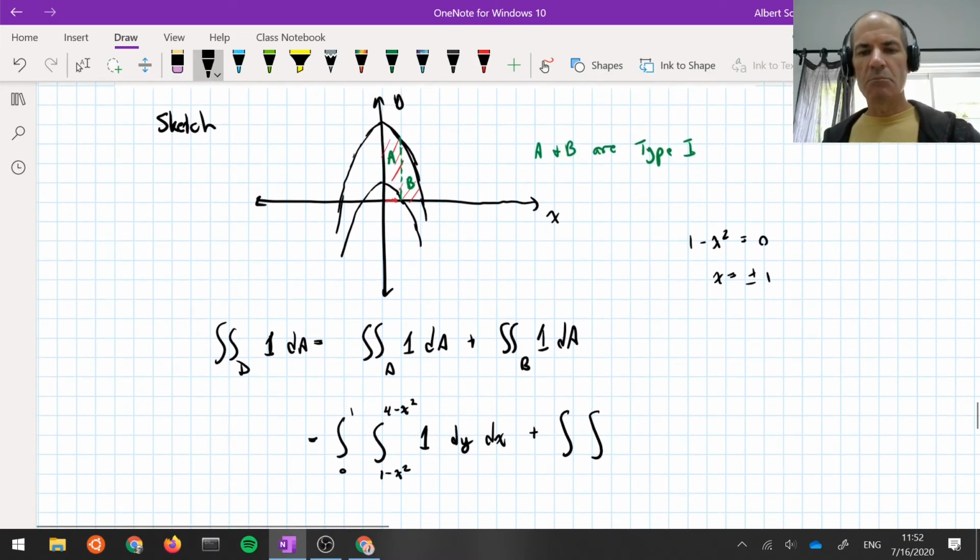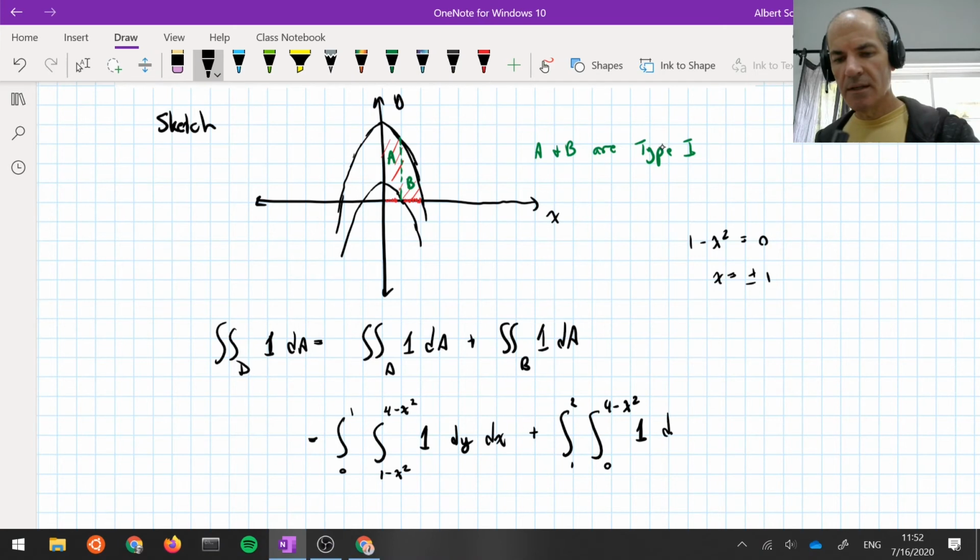All right, in the region B, we start down here at the bottom and we go up to the top. What's the equation of this bottom curve? It's y equals 0. What's the equation of the top curve? Same as the other one, 4 minus x squared. If we take this region and smash it down onto the x-axis, it's going to cover this segment, from x equals 1 to x equals 2. And we're integrating 1 dy dx.